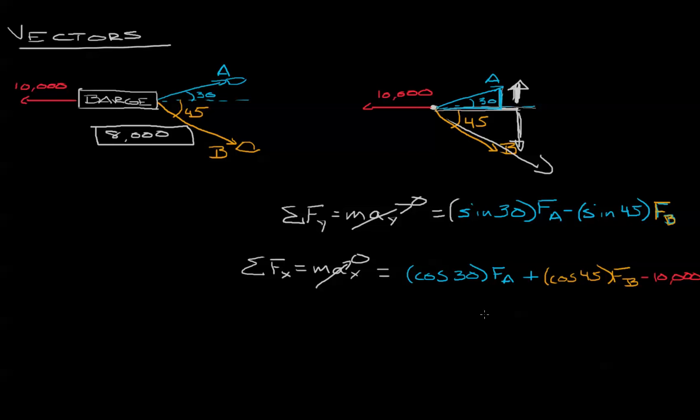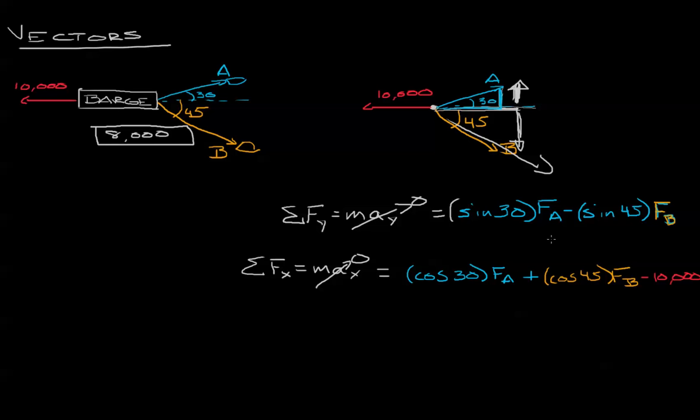All right? What we've done thus far is we've taken a look and gotten a feel for what's happening with these vectors. In the vertical direction, A is pulling up and B is pulling down, and those two are going to be equal and opposite, so they're going to sum to 0. And then we also have something going on in the x direction. In the x direction, we have A pulling in this direction, we have B pulling in this direction, and then we have a negative 10,000.